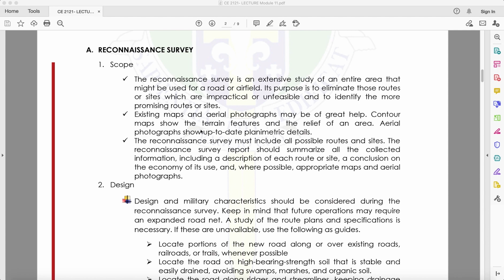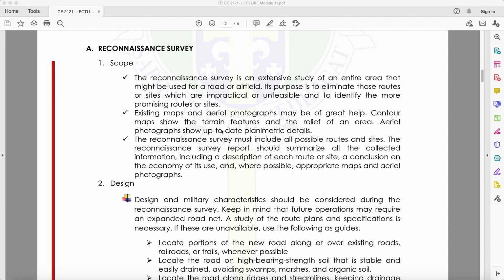Contour maps show the terrain, features, and relief of an area. Aerial photographs show up-to-date planimetric details. Okay, so it gives us the picture of what the actual image is in reality, with the help, of course, of technology.